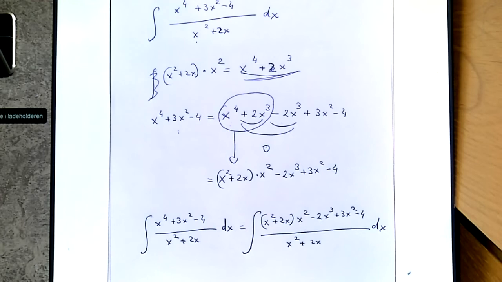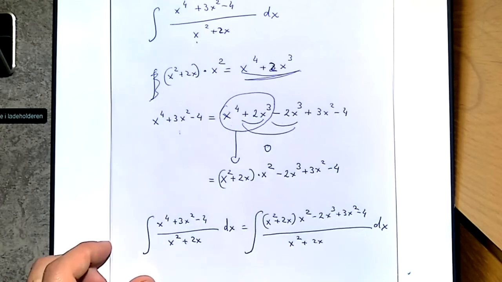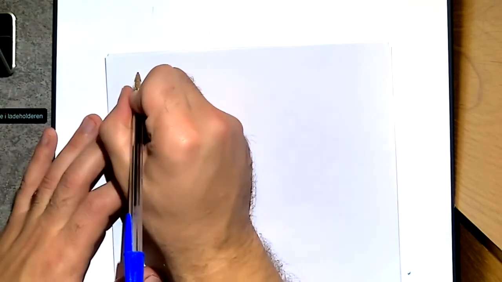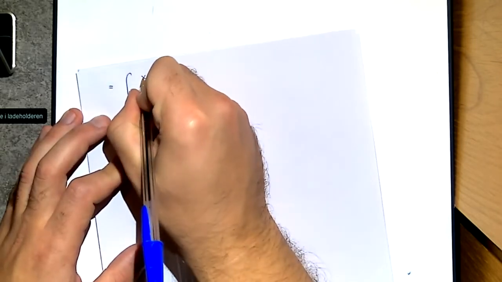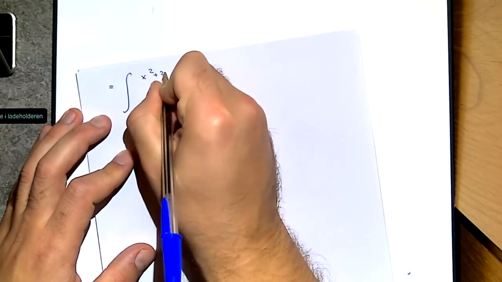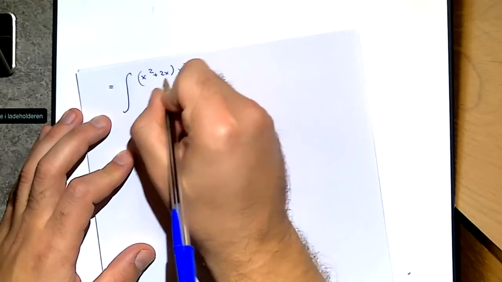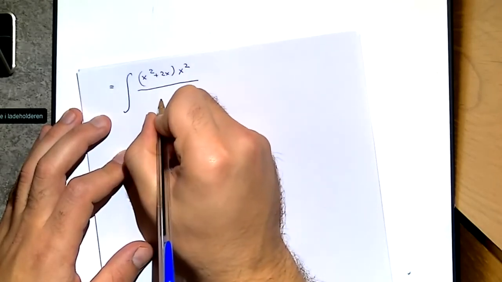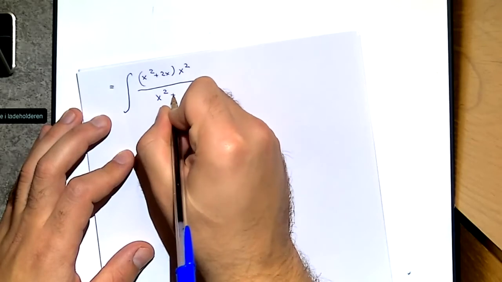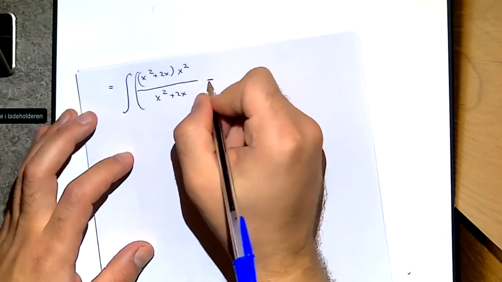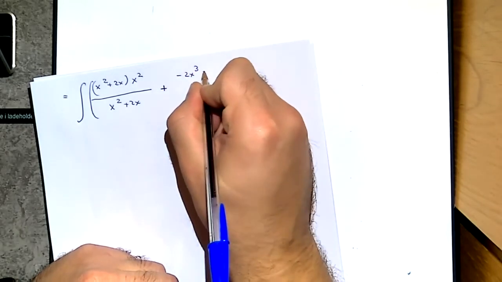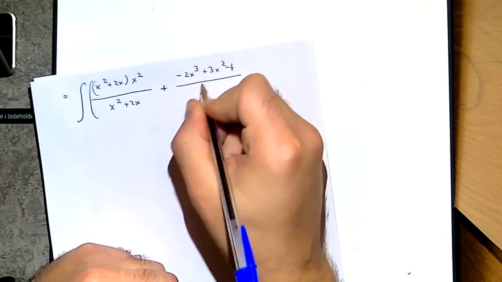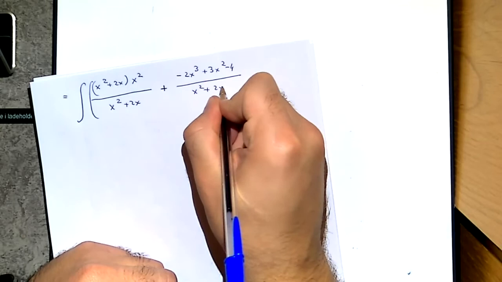But what do I notice now? I notice that if I split this, okay, let's do this. So you put an equal. I just want to move on another page. This is just equal to the integral of, and I can split it, x squared times x squared plus 2x over x squared plus 2x, plus minus 2x to the third plus 3x squared minus 4, over x squared plus 2x dx.